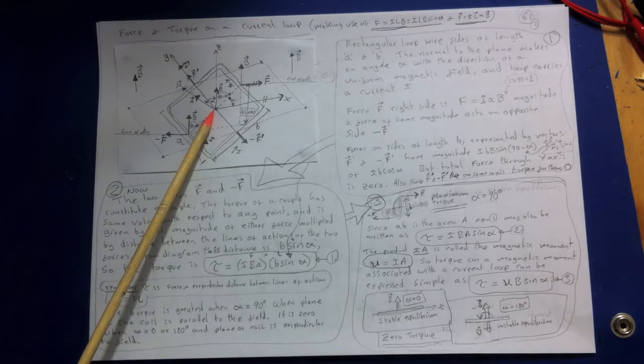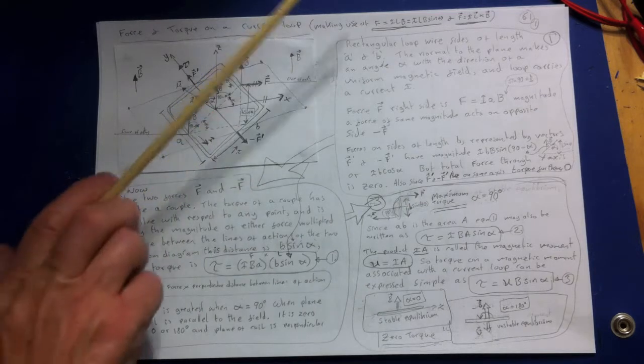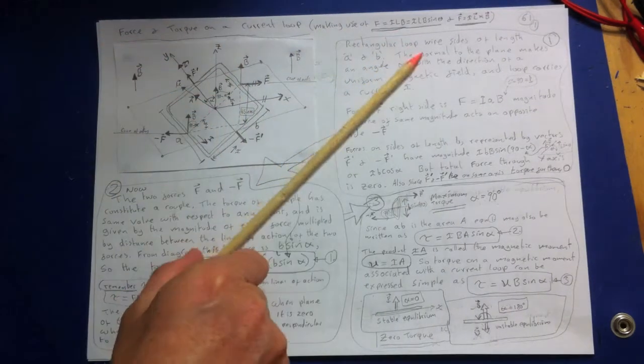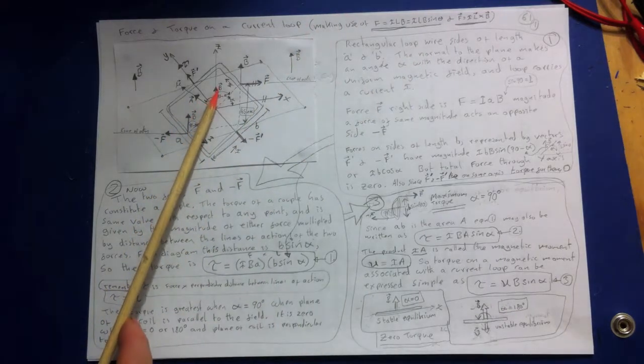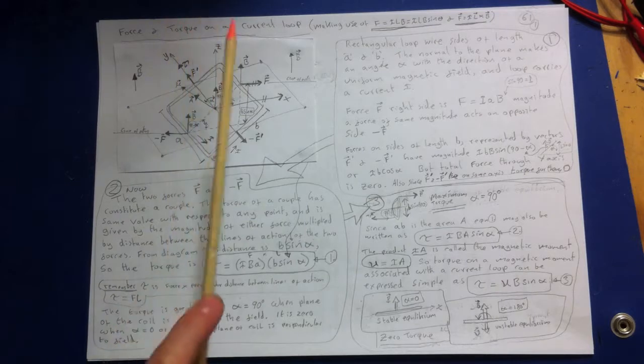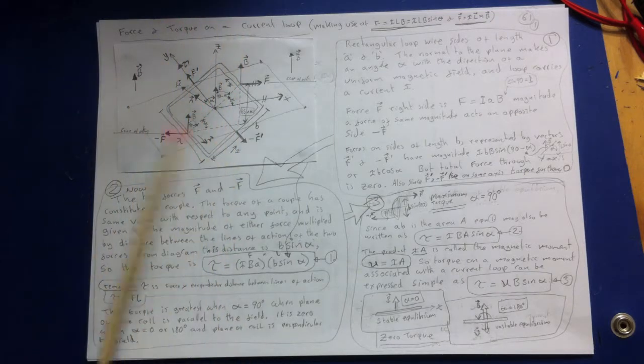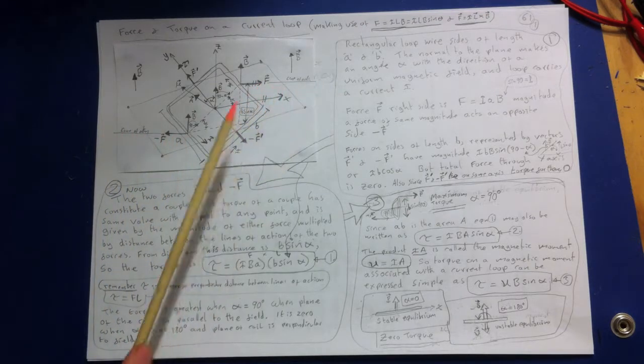The unit normal, the vector A here, there's the plane, and that's coming out of the plane. That makes an angle, theta, with the magnetic field. See, the magnetic fields are all going in this direction. You can see that the lines of action here, when we want to work out torques, we've got the line of action here, the line of action here.